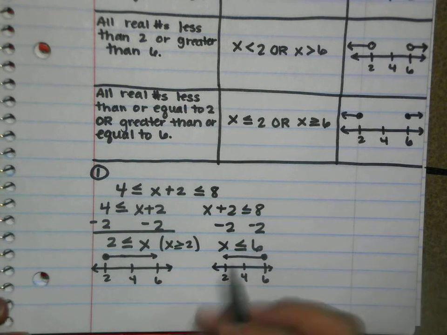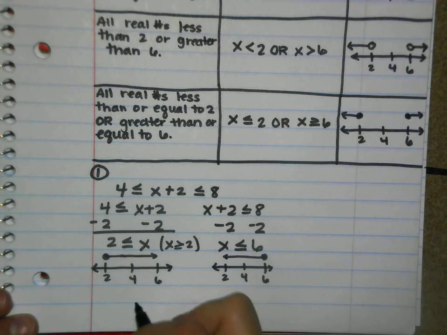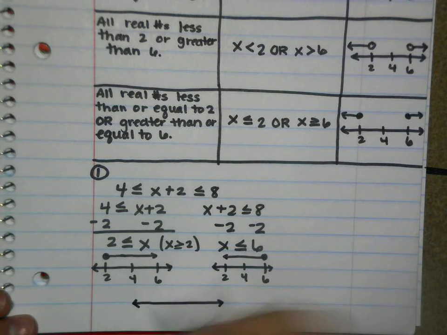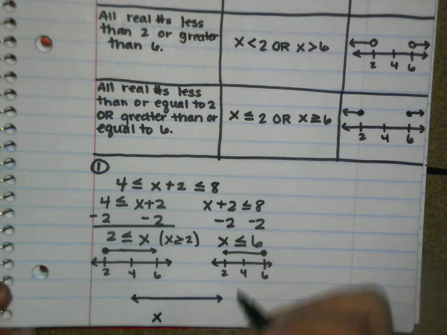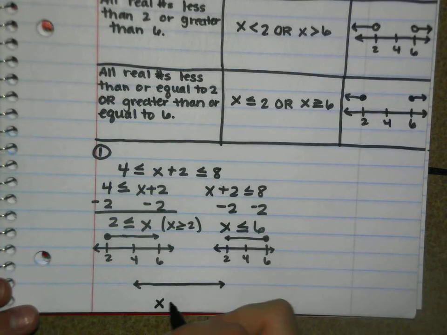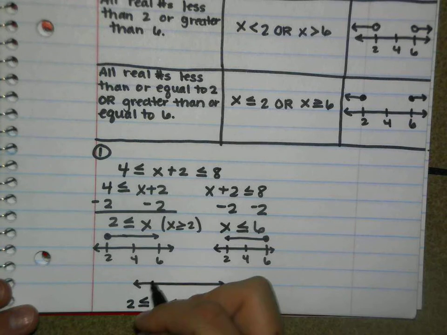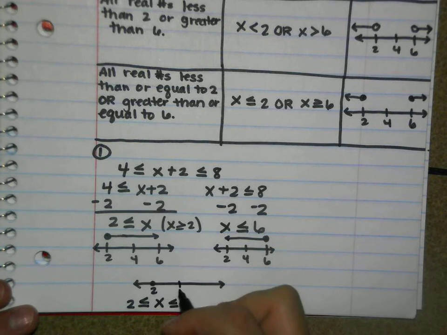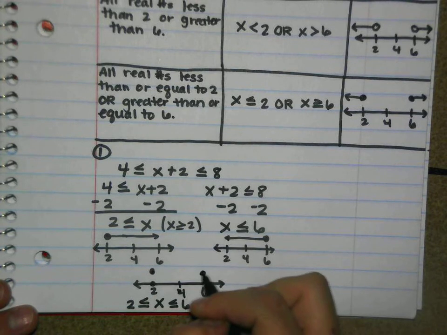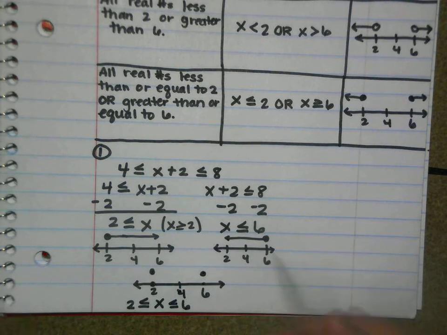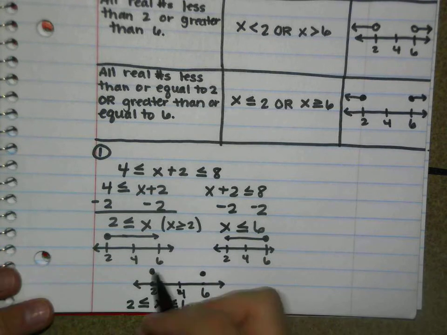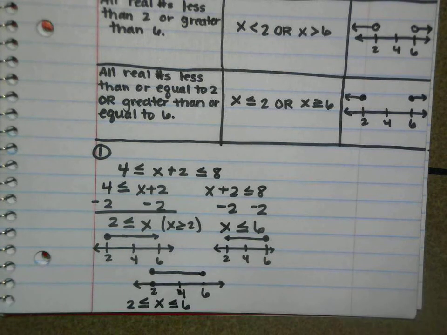And then we're going to take these two graphs and combine them so that we can make the compound inequality, where we would now have x that is greater than or equal to 2 and less than or equal to 6. So we have 2, 4, and 6. We know that both of these are closed circles, and we're going to combine these two so that the bar looks like that.